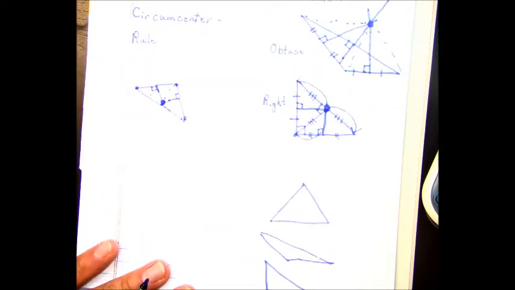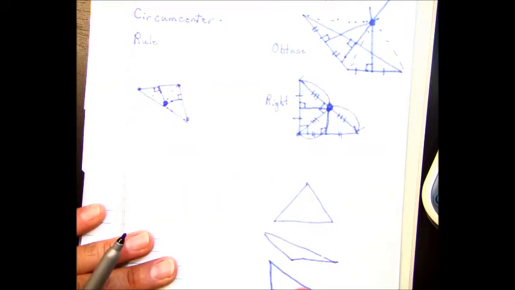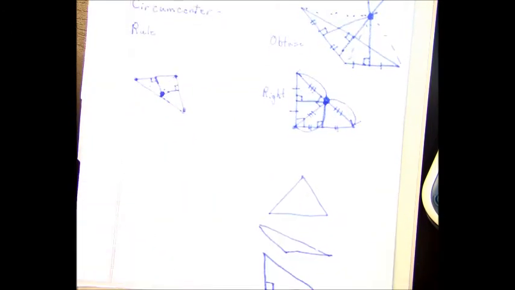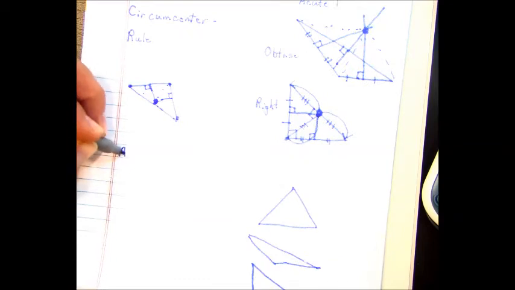Right? And this is used as a practice problem. I can guarantee you'll see this as a problem in homework as well as on a test. All right, so we've talked about perpendicular bisectors. The next thing we need to talk about are angle bisectors.